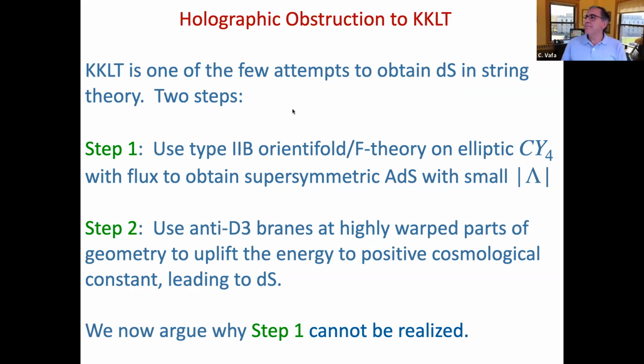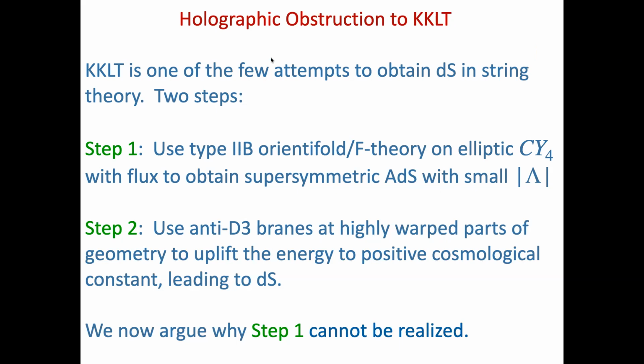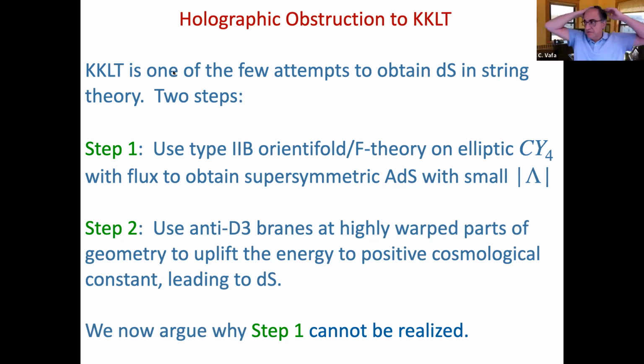Yeah, so let's talk about KKLT. KKLT is one of the few attempts at obtaining de Sitter, and is viewed as one of the most promising attempts. It has two basic steps. Step one is to use type IIB orientifold or F-theory on an elliptic Calabi-Yau fourfold with flux to obtain supersymmetric AdS with small lambda. So you get AdS4 with a small value of the cosmological constant. That would be the first step.